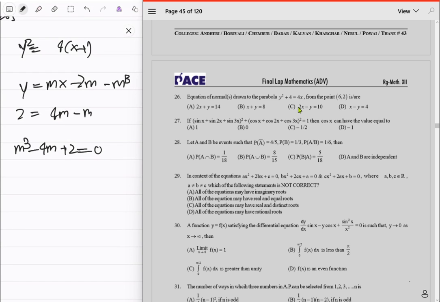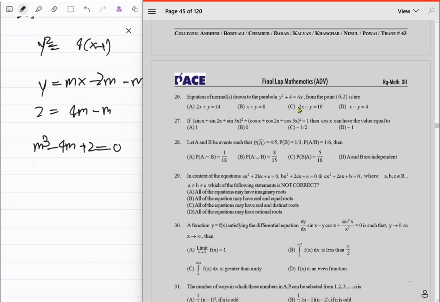So m equal to 1 doesn't work out. m equal to 2: 8 minus 8 plus 2. Okay, that won't work. m equal to negative 2: no. m equal to negative 1: no. This isn't working out. Wait, basically, what about m equal to 1 upon 2? I don't know, but maybe it works. So 1 upon 8 minus, okay, yeah, this just won't work. It's minus 2 plus 2. Yeah, it won't work.